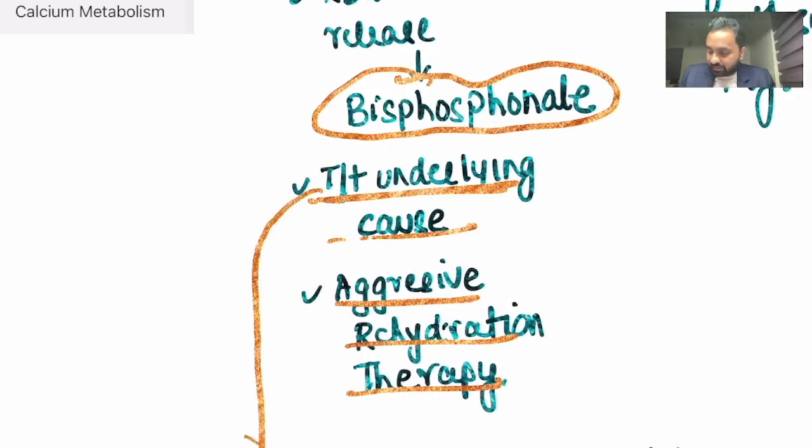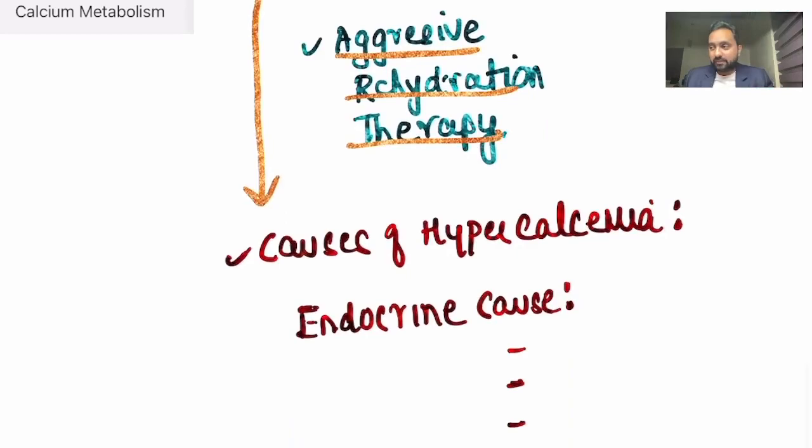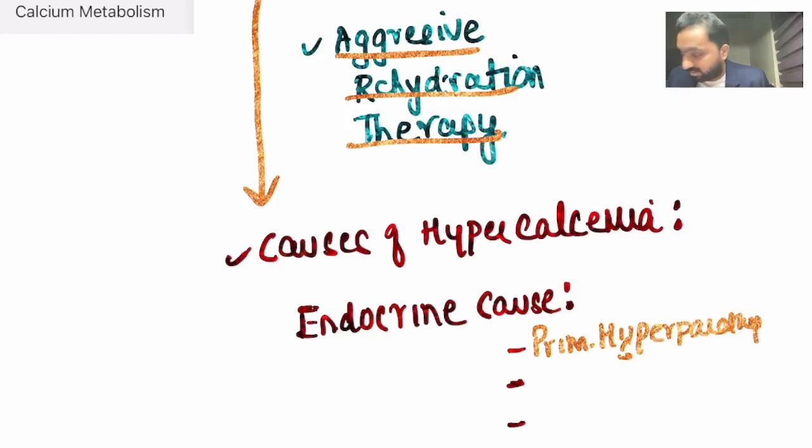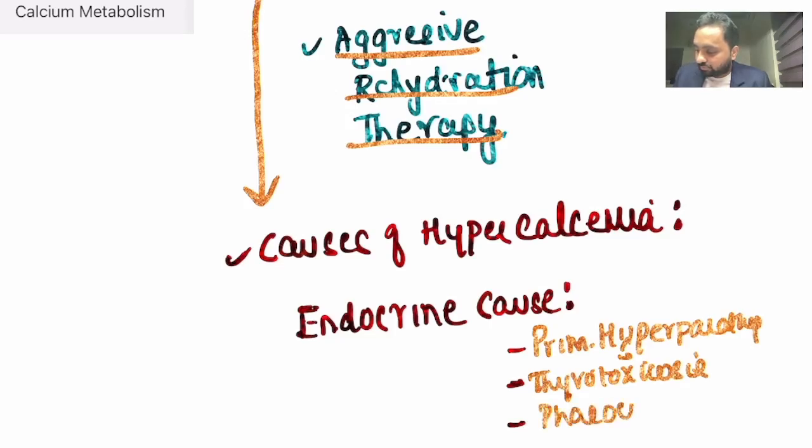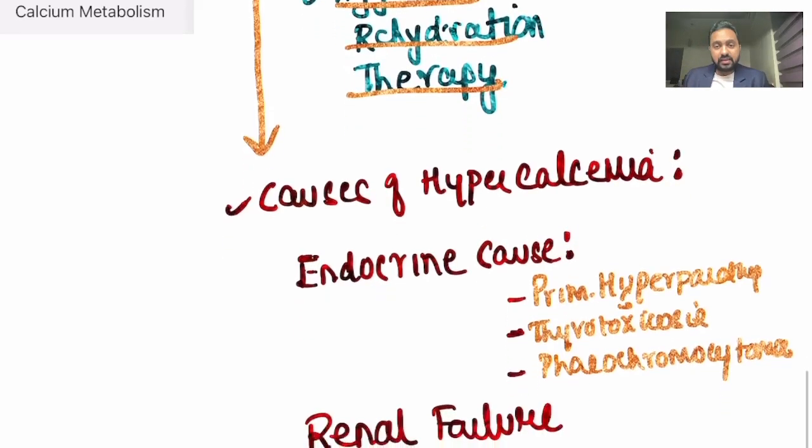So now what are your causes? Let's understand a few of the causes of hypercalcemia. First we discuss the endocrine causes. Since parathormone is secreted from the parathyroid gland, it could include primary hyperparathyroidism, right? Then it could be because of thyroid toxicosis, and you can also see it in cases of pheochromocytoma.